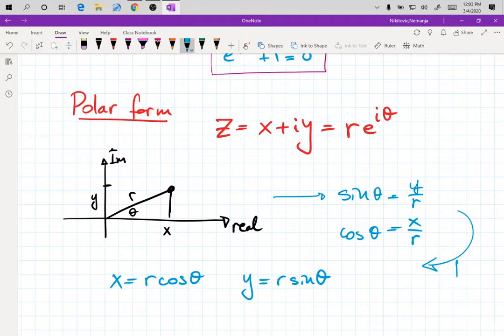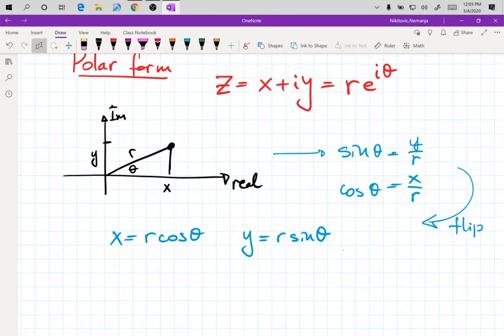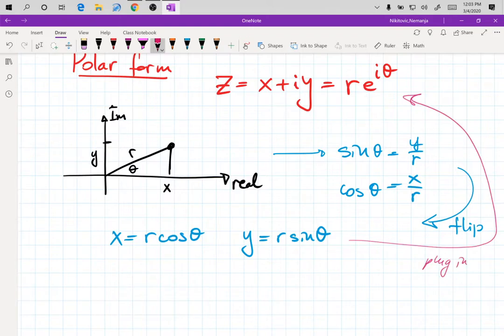I'll just say it like this, and I just say flip. You know what I mean. Solve for x, solve for y. And now plug in. So the z number, let's continue in blue. Z, which used to be x plus i y, is now going to be r cosine theta plus i r sine theta.